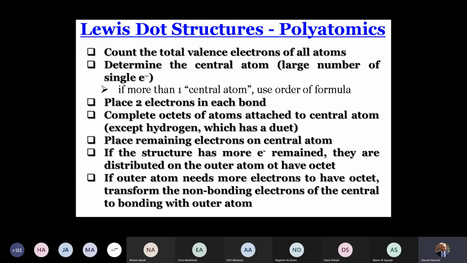If now, after distributing the electrons on the outer atoms, we have an excess of valence electrons, we have to put them on the central atom in order to have orbitals completely filled. And if we don't have excess electrons and the central atom needs more electrons to have orbitals completely filled, we have to use lone pairs or non-bonding electrons from the outer atoms and transform them to bonding.